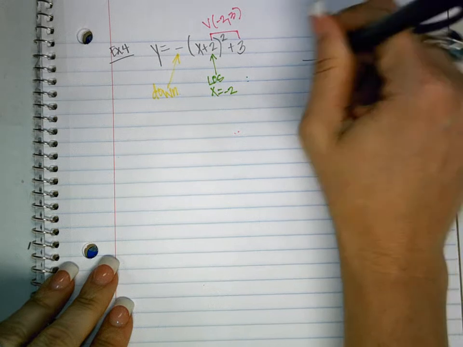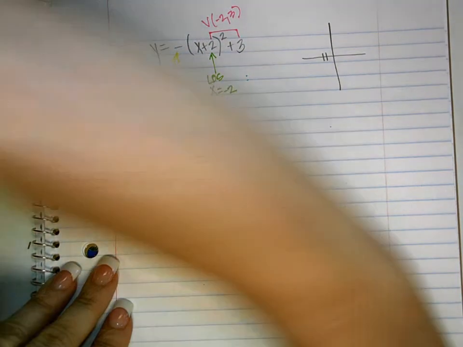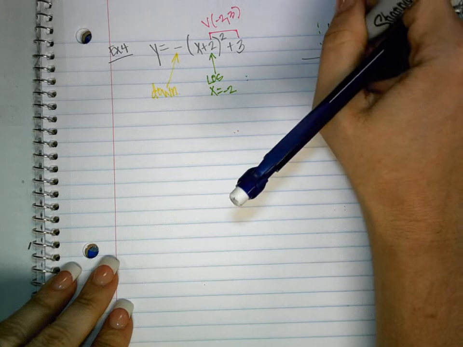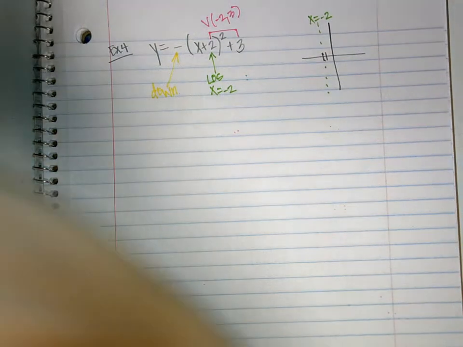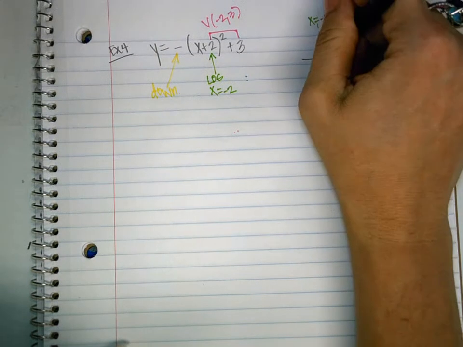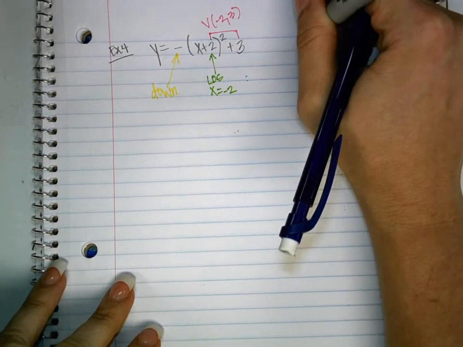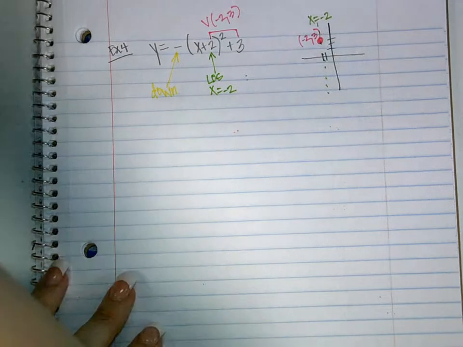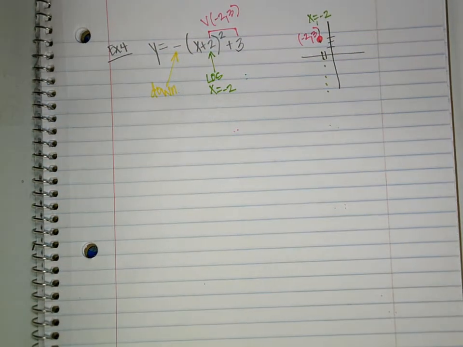Okay, so if I make my sketch, my line of symmetry is at -2. So line of symmetry, straight up and down. Label it, x equals -2. My vertex is at -2, +3. Now, how do I know I want to make a better looking parabola?